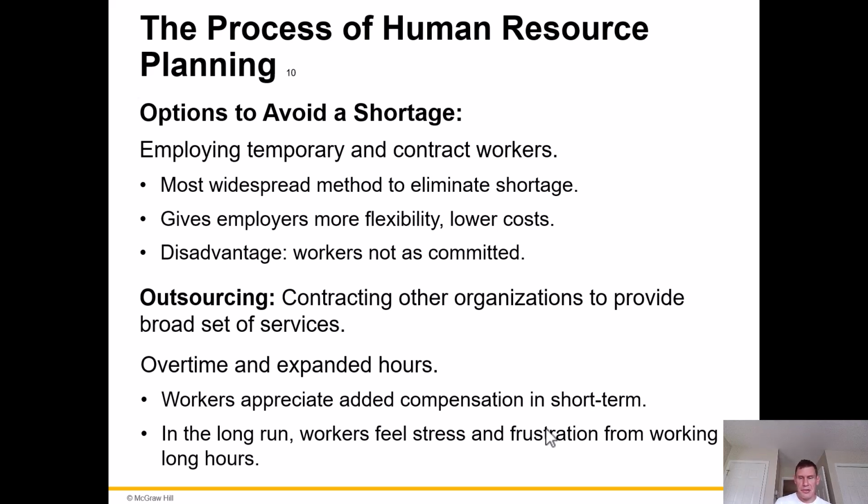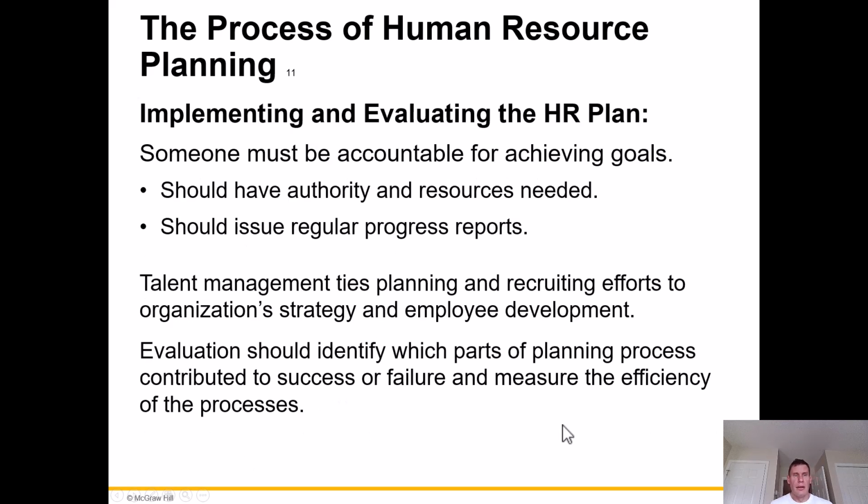So in the long run, workers feel stress and frustration from having to work longer hours. Again, not just in the short term, but in the long term. So, implementing and evaluating the HR plan. Somebody obviously must be accountable for achieving the goals. And that person, or people, or teams, or departments, should have the authority and resources needed, and they should issue regular progress reports.